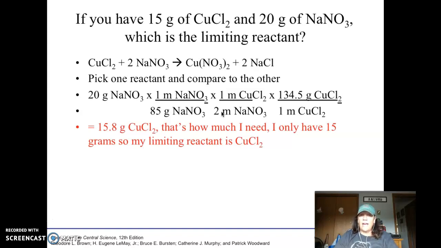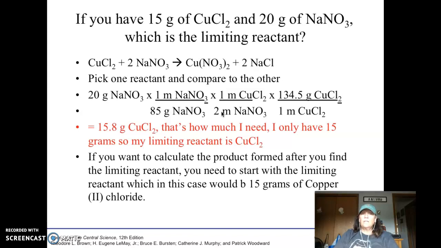So my limiting reactant is copper 2 chloride. I run out of that before I run out of sodium nitrate. Again, if you add more sodium nitrate, you're not going to produce any more product. Okay? If you want to calculate the product formed after finding the limiting reactant, you need to start with the limiting reactant. Always start with that. In this case it would be 15 grams of copper 2 chloride. Always start with your limiting reactant.